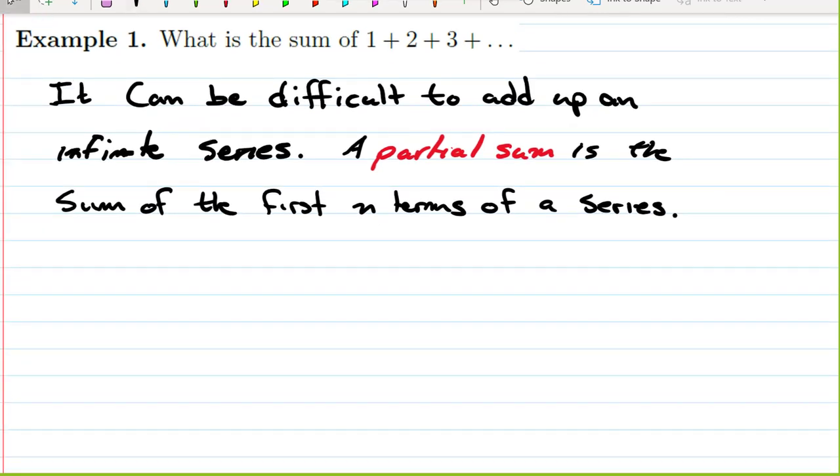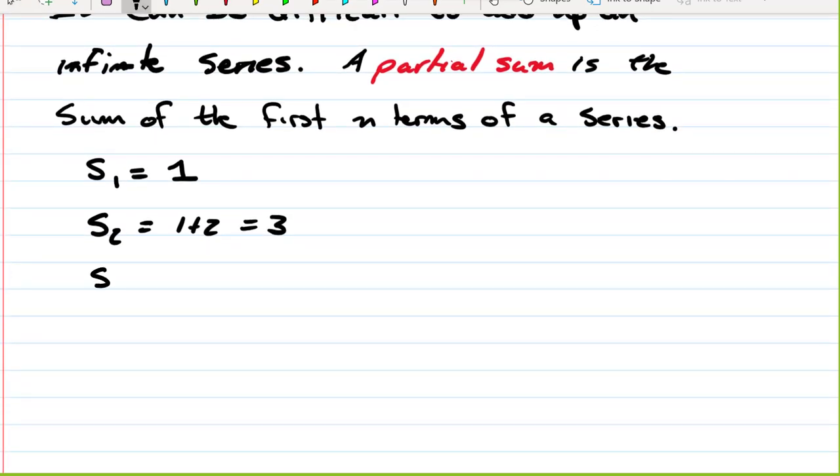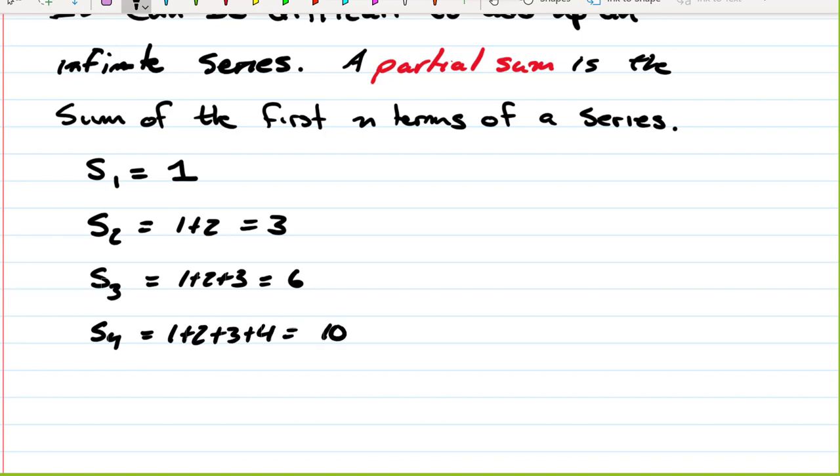So if we take a look at our series that we have above, S sub 1 would just be 1. S sub 2 would be 1 plus 2, which gives us 3. S sub 3 would be 1 plus 2 plus 3, which would be 6. And S sub 4 would be 1 plus 2 plus 3 plus 4, which would be 10, and so forth.